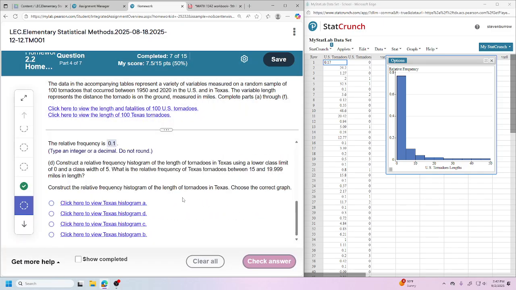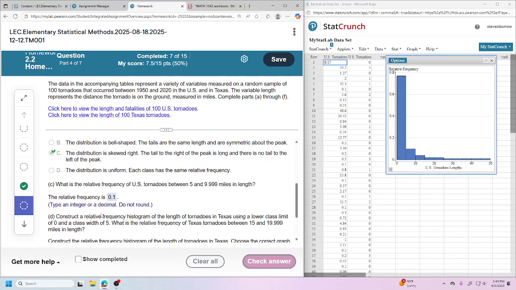And we got it right. That's the only thing I got wrong in this whole problem. I don't know what I did, but it wasn't this. Look, the answer's already there from StatCrunch. From frequency to relative frequency.